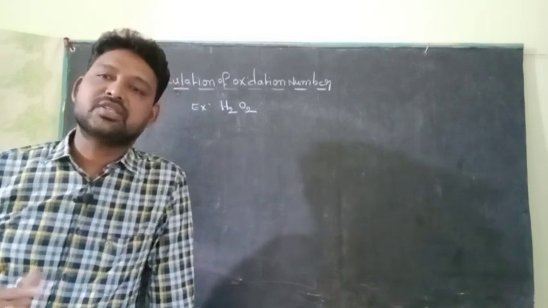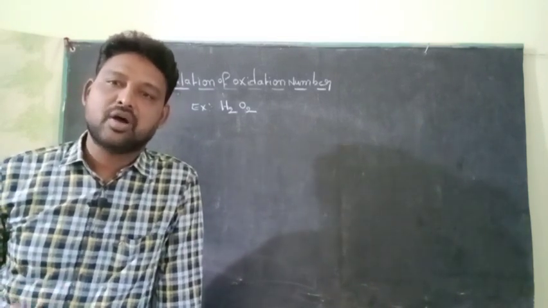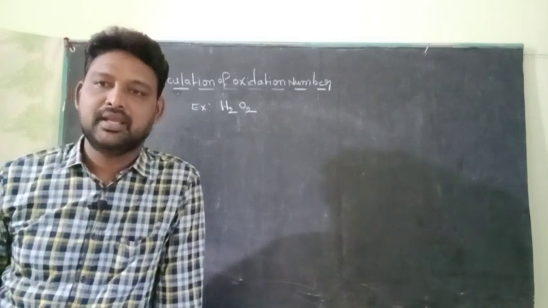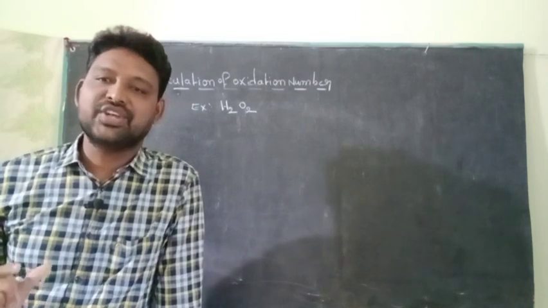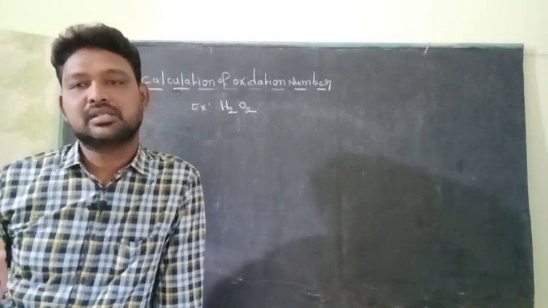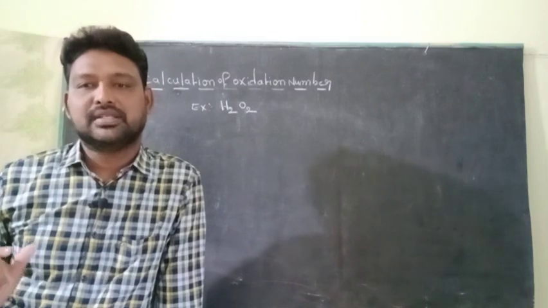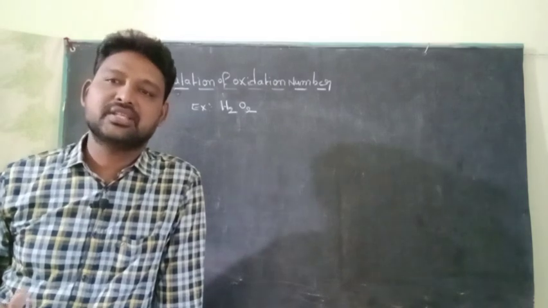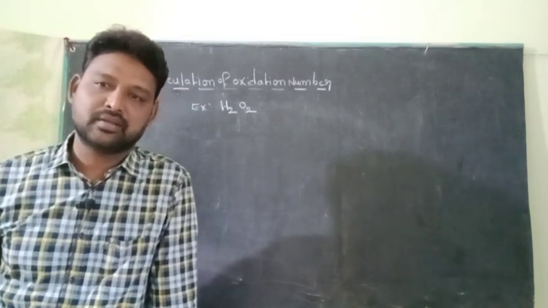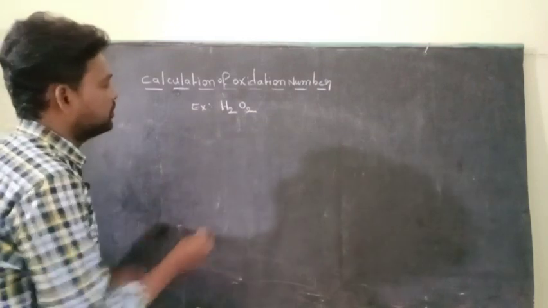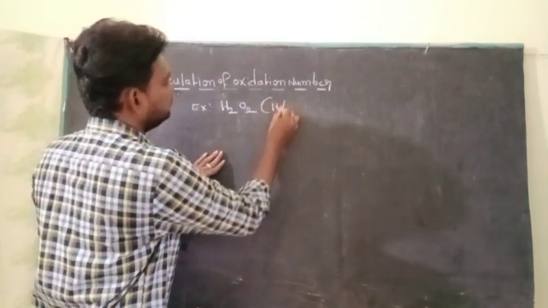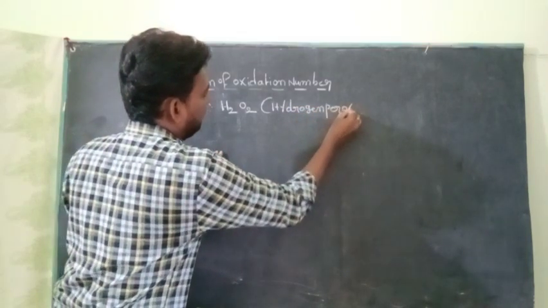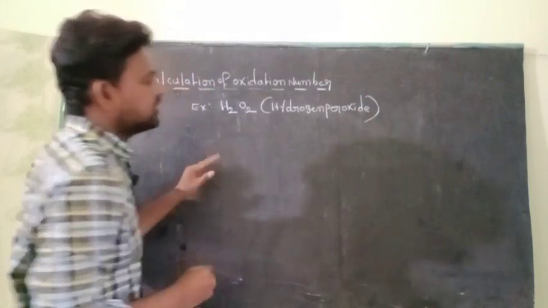But in peroxides, the oxidation number of oxygen is not minus 2. In peroxides, the oxidation number of oxygen is minus 1. This is a very important point. In peroxides, the oxidation number of oxygen is minus 1. So for example, this is the hydrogen peroxide compound.